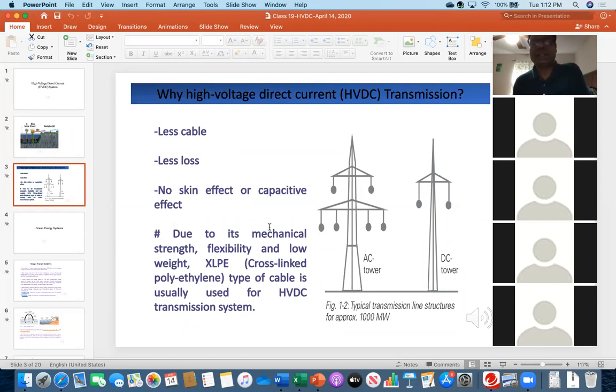Now, what is the type of HVDC cable that is used? I have written, due to its mechanical strength, flexibility, and low weight, XLPE, a special type of cable called cross-linked polyethylene, is used for HVDC transmission systems. Even currently, lots of research is going on about what could be the cable type in that portion. So everybody is fine so far? What is the motivation to go with the HVDC transmission system for the offshore wind farm?